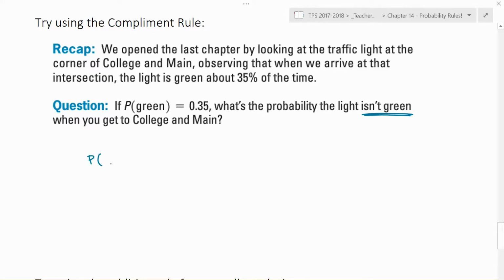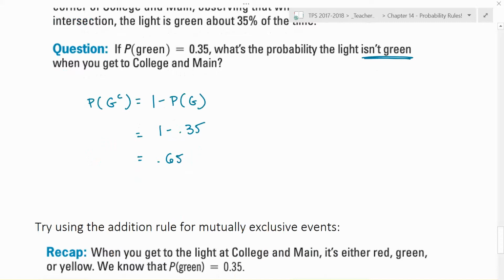So we would say the probability of not green, and I'm going to use some really formal notation here, is 1 minus the probability that the light is green. So we're going to say 1 minus 0.35 equals 0.65. That's the probability that the light is not green. So it's either yellow or red at that time.